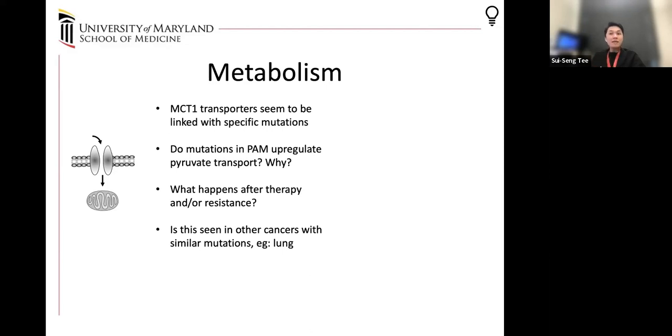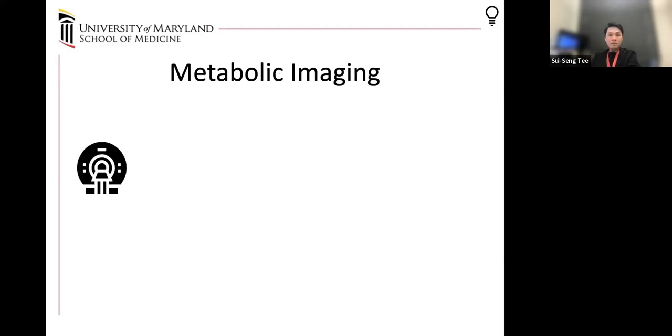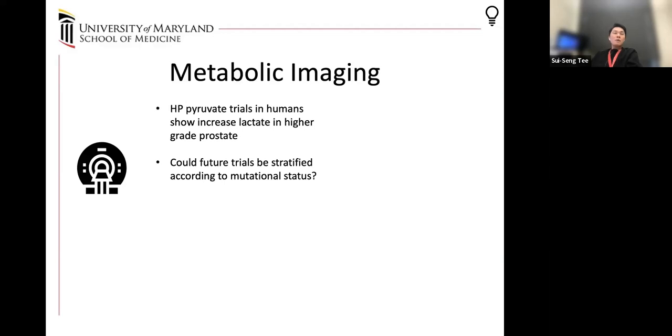We're starting to see evidence where PI3 kinase mutations affect MCT1 expression, and we can probe these mutations using hyperpolarized pyruvate. In an analogous manner, we see KHK downregulation in the liver, which affects fructose metabolism. So I think there's a lot of space for future investigations here, right?